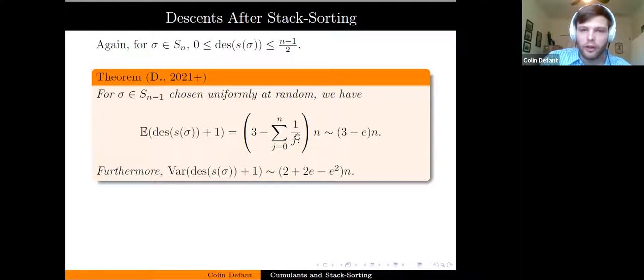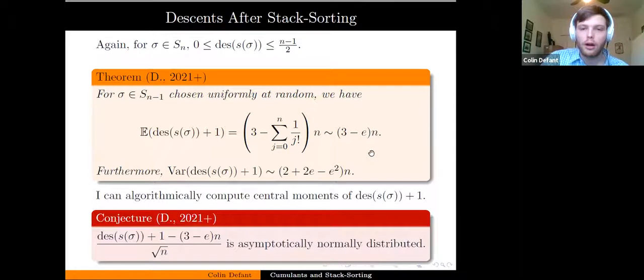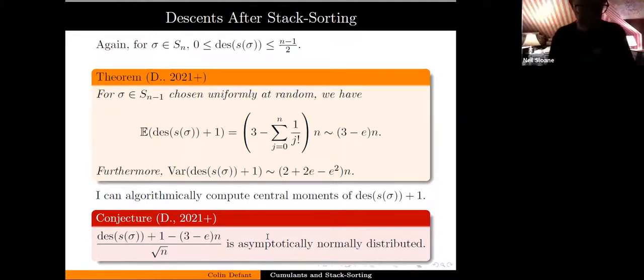I can also tell you about the variance. I could write down an explicit formula, but it's kind of complicated, so I just gave you the asymptotics here. The variance is asymptotically 2 plus 2e minus e squared times n. And I can also algorithmically compute the higher central moments of this random variable here. And I computed the first 6 of them. And from the first 6, I conjectured that if you normalize it in this way by subtracting the mean and dividing by root n, then this should be asymptotically normally distributed. So I don't know how to prove this, but I can algorithmically compute these moments, and it seems to suggest that this is true.